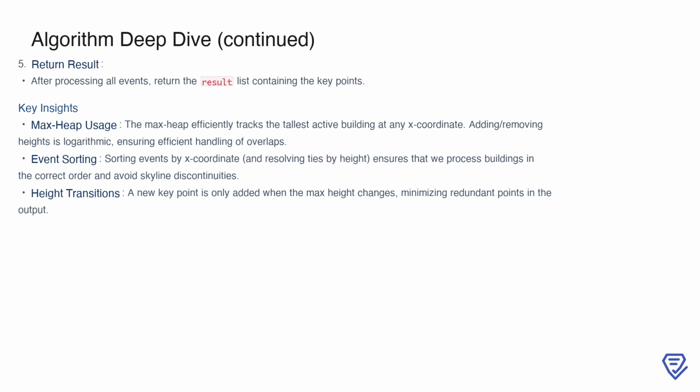The algorithm relies on several key insights to ensure correctness and efficiency. The max heap is critical for dynamically tracking the tallest building at any given x coordinate, allowing us to efficiently handle overlapping buildings. Sorting the events by x coordinate and resolving ties intelligently ensures that the buildings are processed in the correct order, avoiding discontinuities in the skyline. Finally, by adding a key point only when the maximum height changes, we minimize redundant points in the output, producing a concise and accurate representation of the skyline.